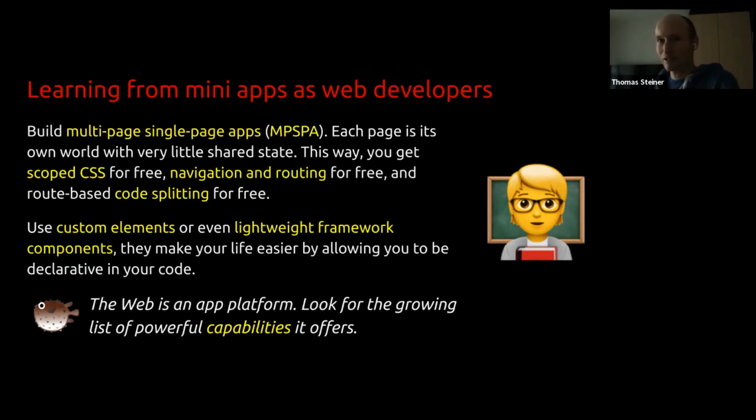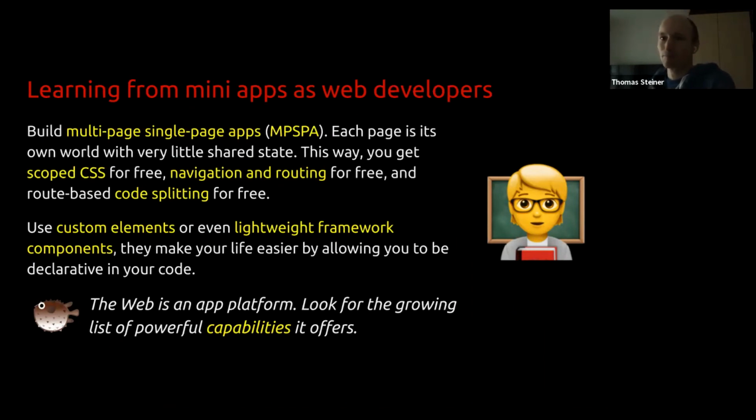If you use a multi-page, single-page app, you get a lot of this for free. I will show you what I mean by this in a couple of minutes. Use custom elements or just lightweight framework elements, like Preact components, because they make your life a lot easier. If you don't have to hook up very complex functionality, if you can just use an accordion component or a swiper component, it makes your life so much easier. Custom elements exist today. There are a lot of frameworks and different custom element libraries out there that you can use.